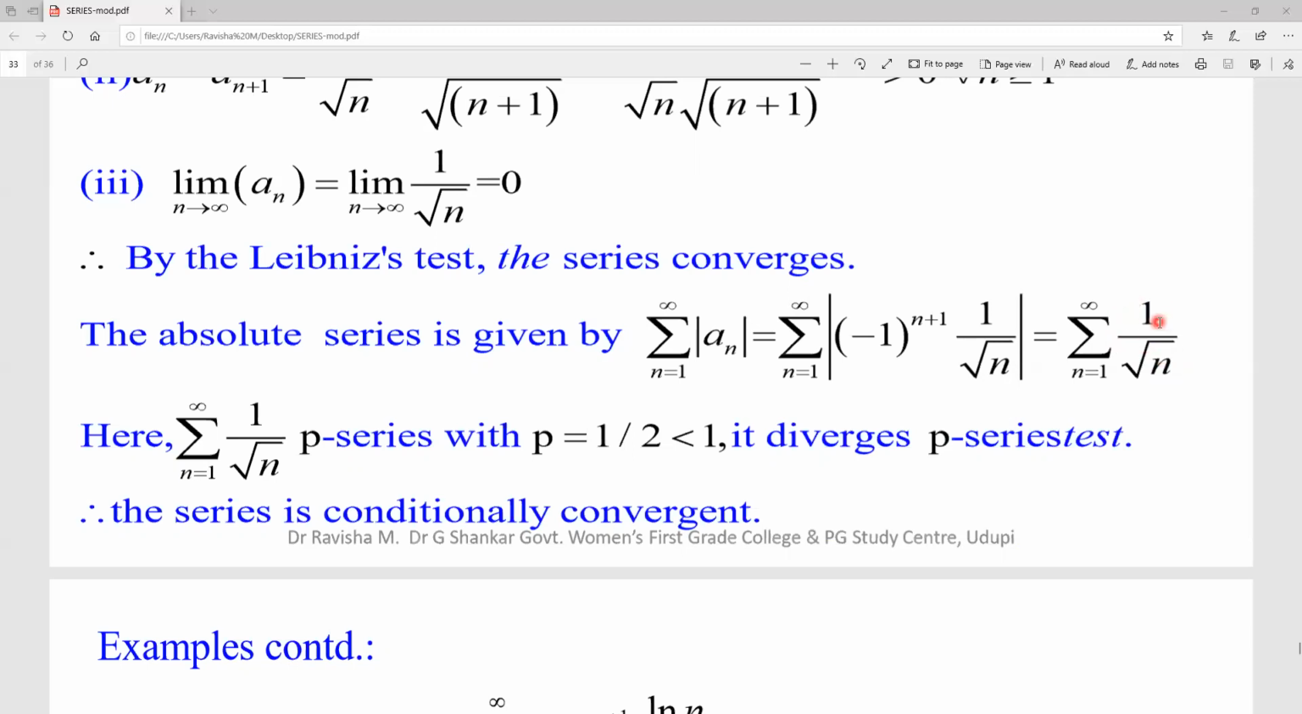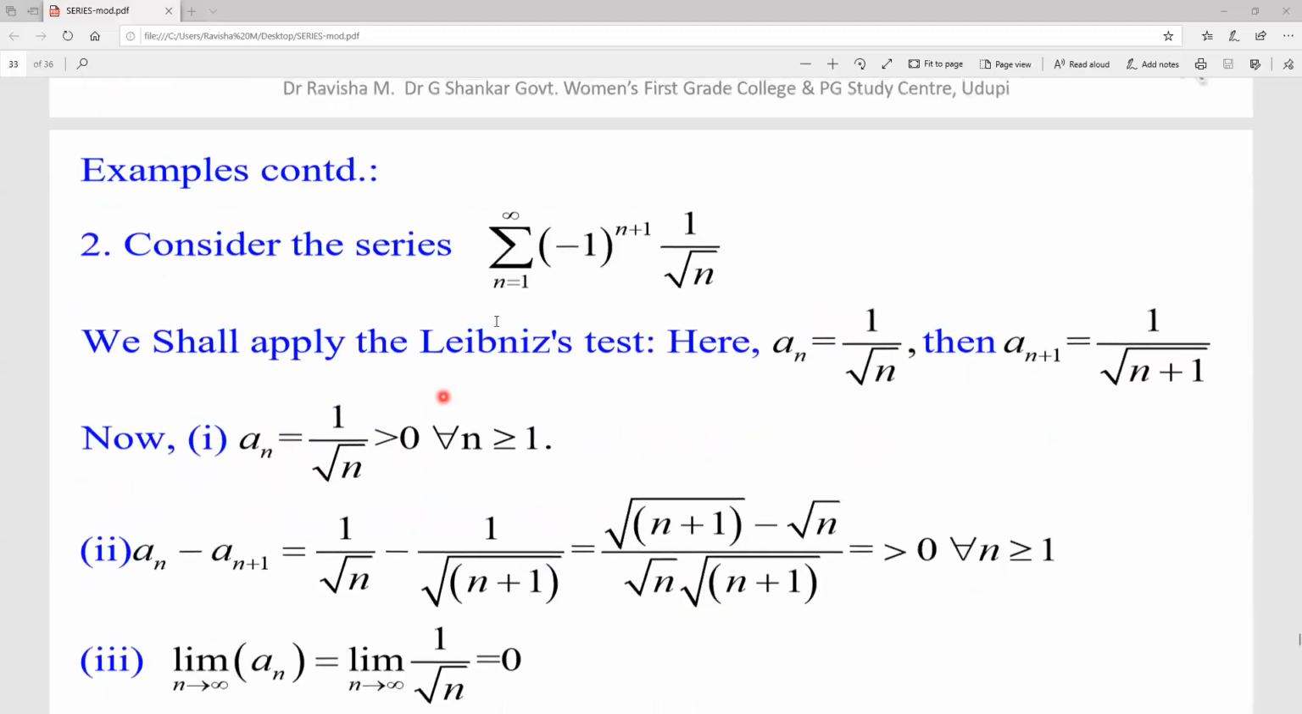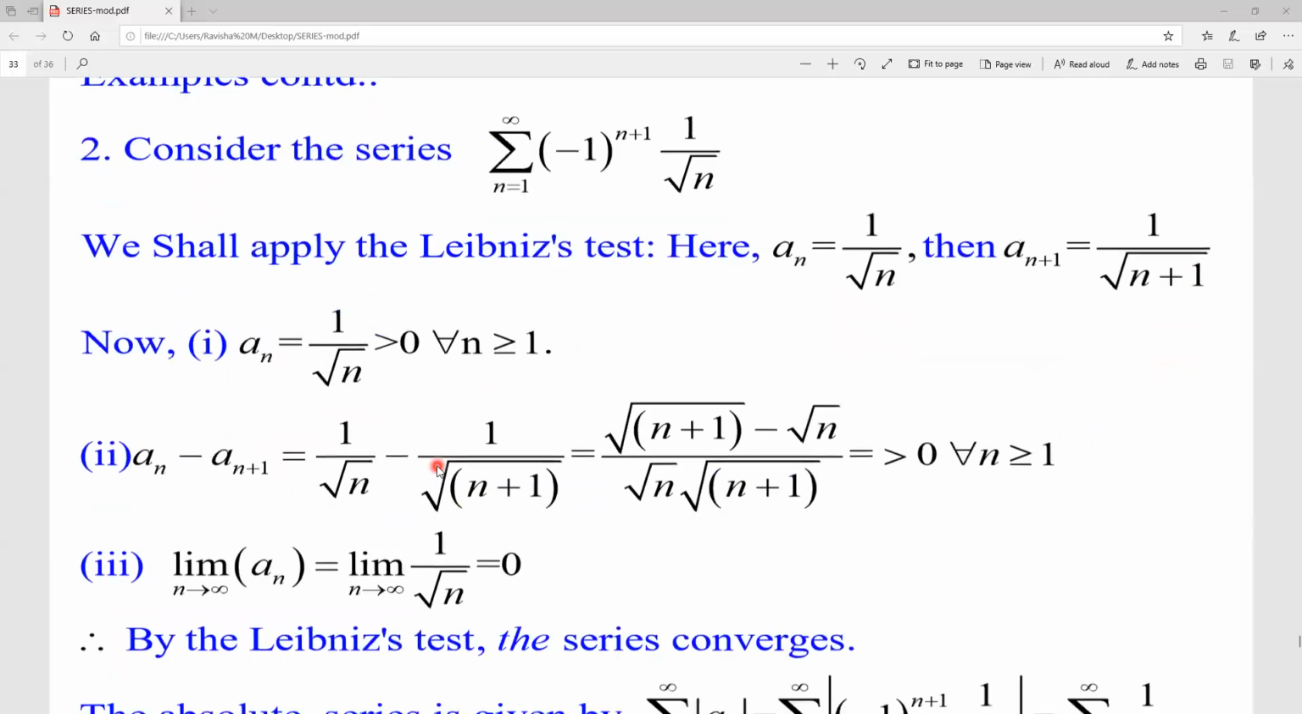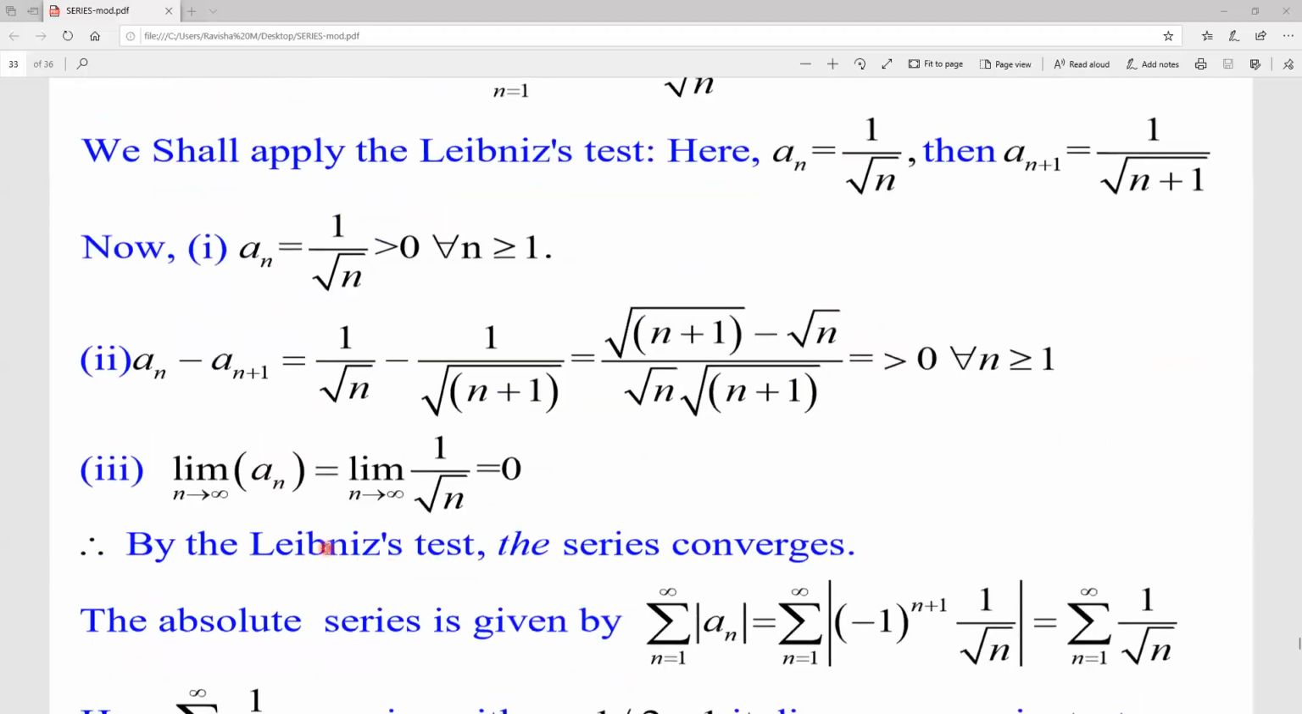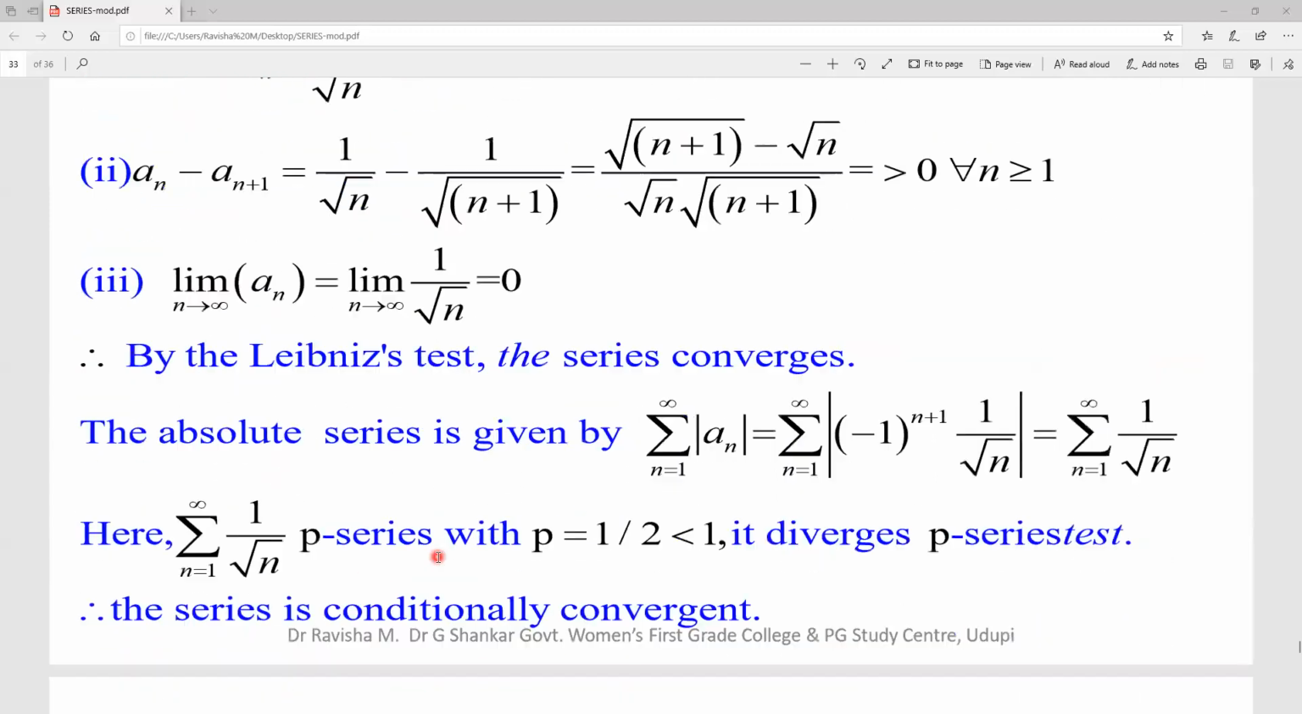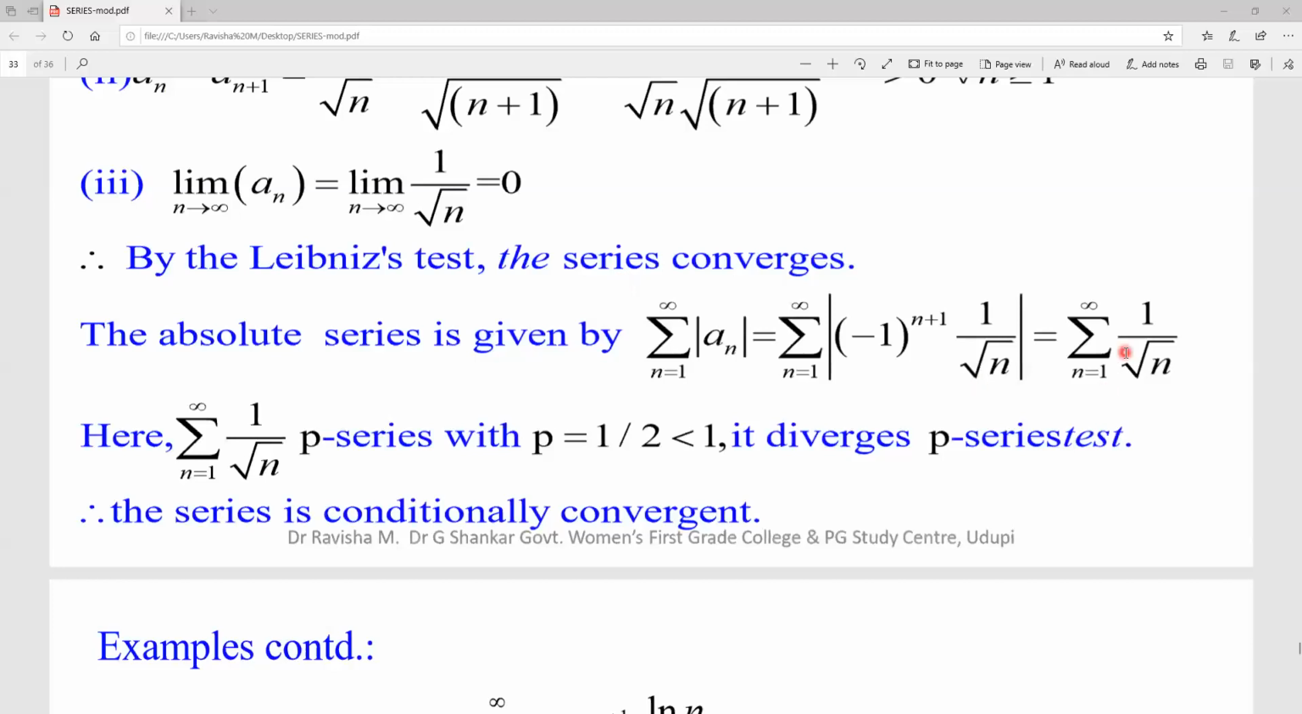So therefore, you can conclude that the given alternating series is conditionally convergent, because the given alternating series is convergent by using the Leibniz test, while the absolute series is divergent by using the p series test. Therefore, the given alternating series is conditionally convergent.